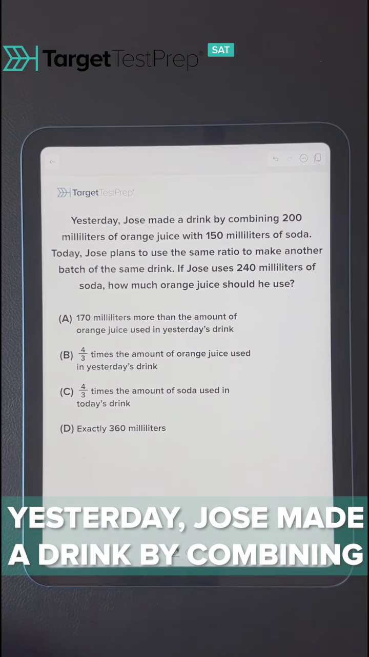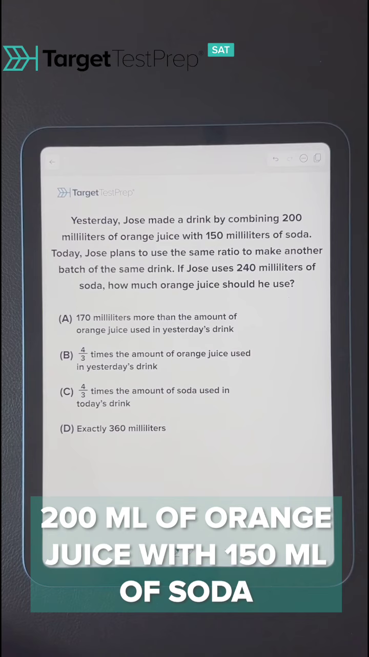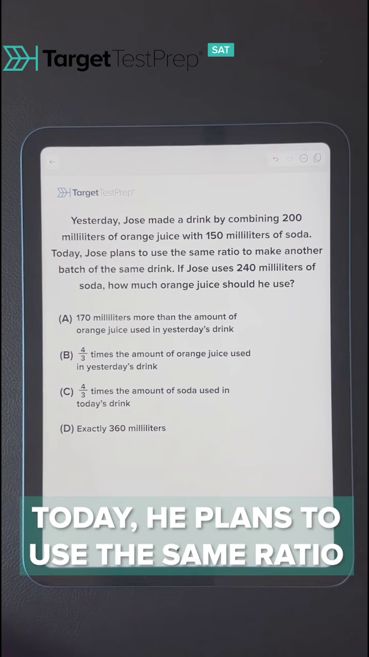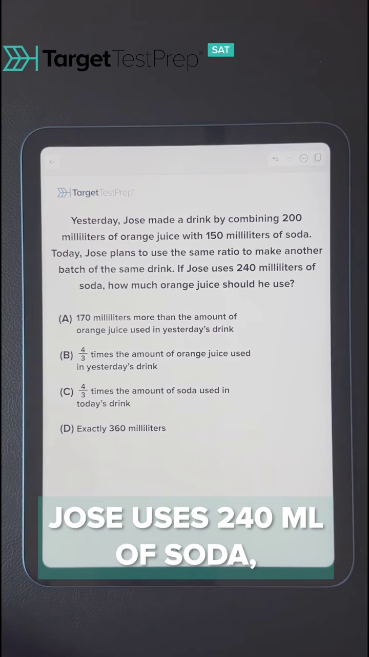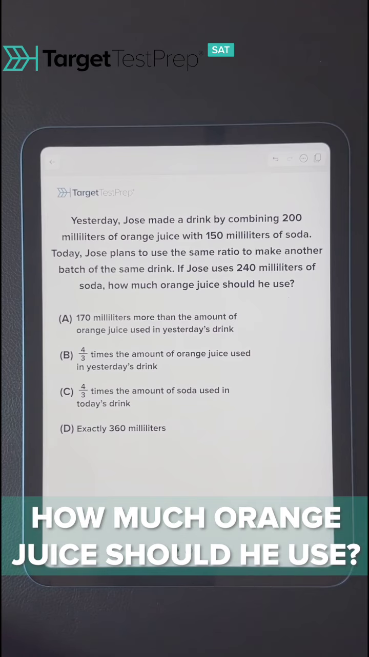Yesterday, Jose made a drink by combining 200 milliliters of orange juice with 150 milliliters of soda. Today, he plans to use the same ratio to make another batch of the same drink. If Jose uses 240 milliliters of soda, how much orange juice should he use?